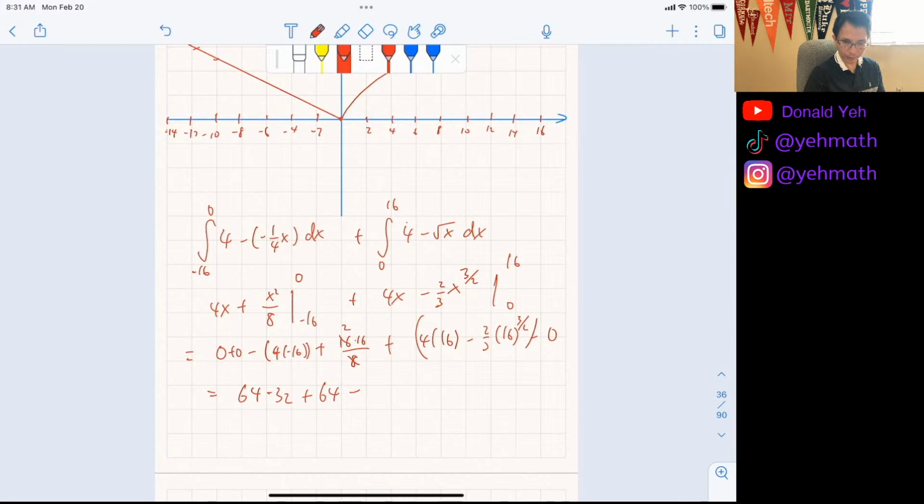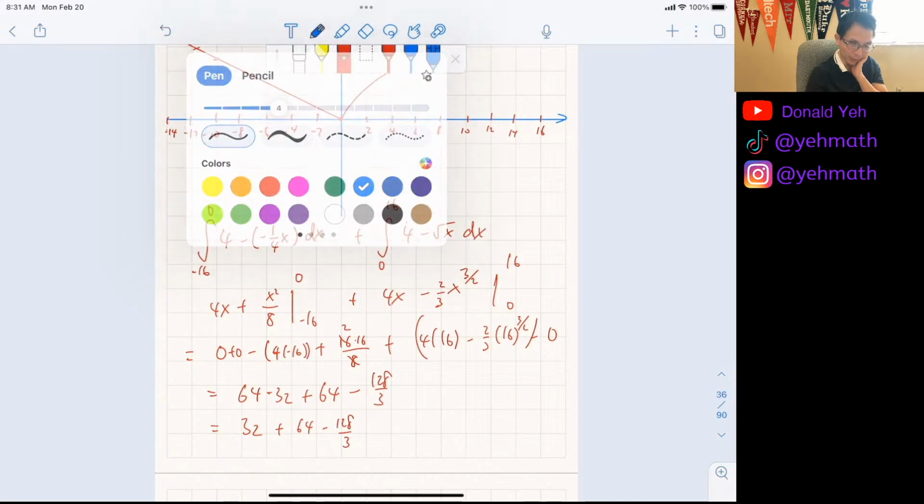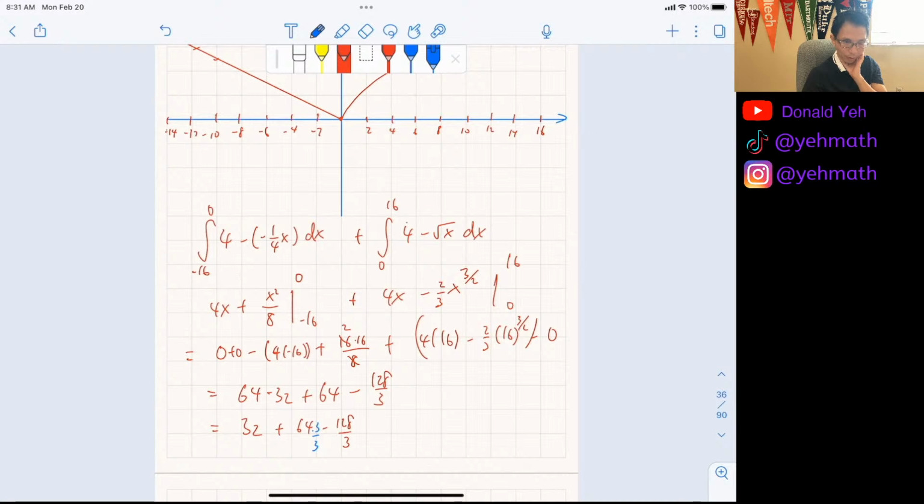And minus 4 to the third, 64. 64 times 2 is 128 over 3. Just see how much work this is. This is going to be 32 plus 64 minus 128 over 3. Well, I'm going to multiply this by 3 over 3. So it'll be 32 plus 64 over 3. And I think you're going to get 160 over 3. I think that's the final answer. Is that a lot of work? Way too much work. Yes.